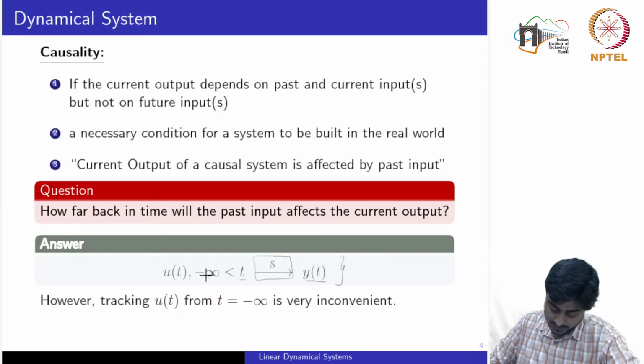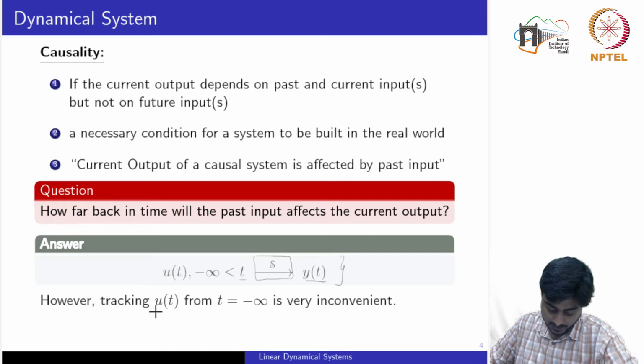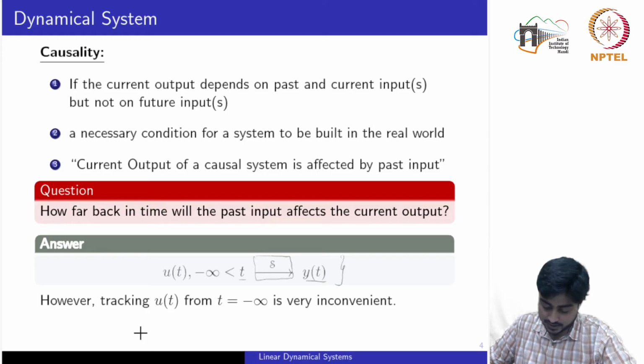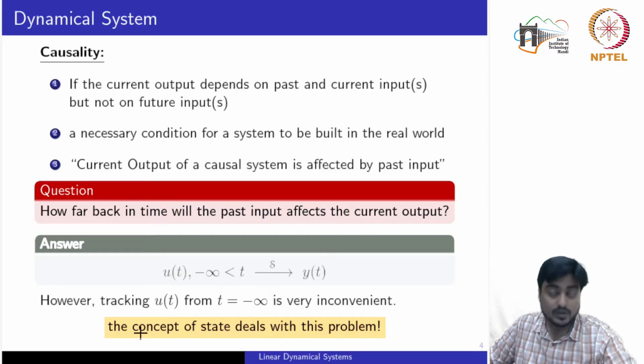Now here it says that to compute the output at time t, we need the information of the control input starting from minus infinity up to time t. The problem that arises here is that tracking u of t from t equal to minus infinity is very inconvenient. So how can we address this problem? To address this problem, we would introduce the notion of the state, so that instead of tracking the entire history of u starting from minus infinity, is there any time from which we need to know the control input to actually compute the output at time t?